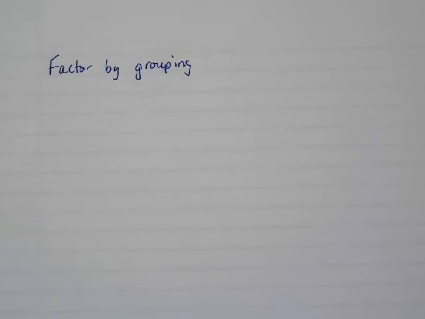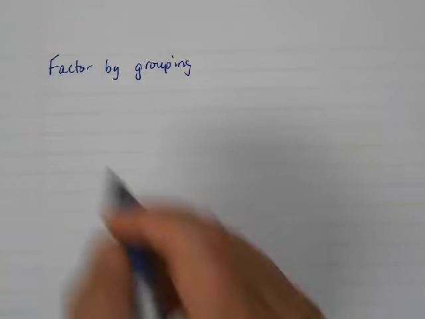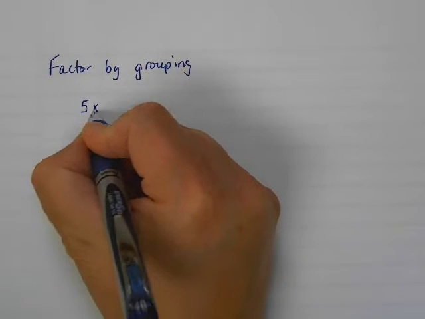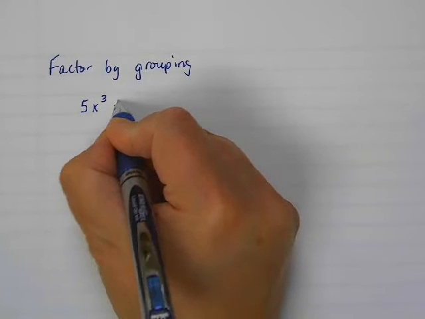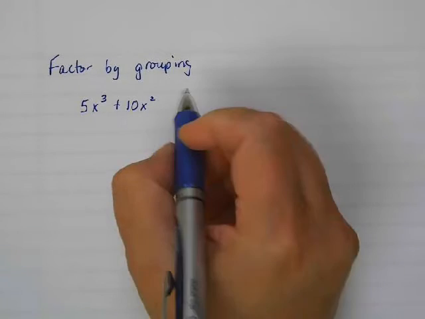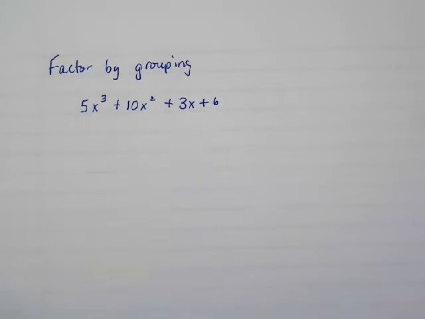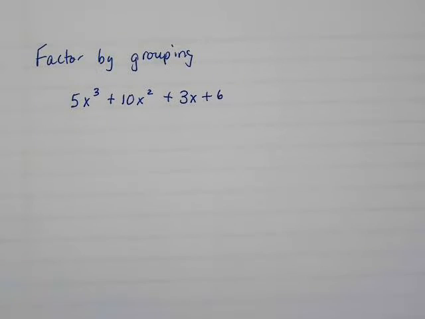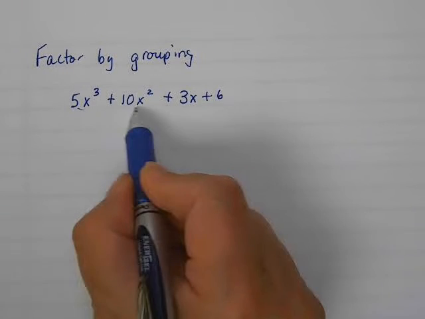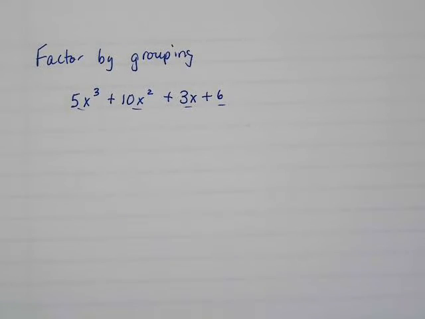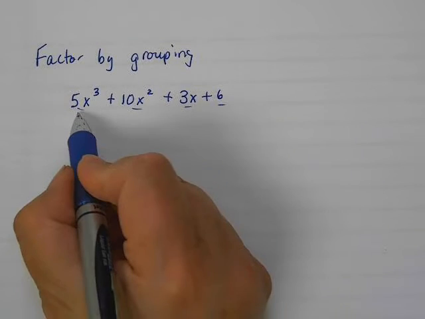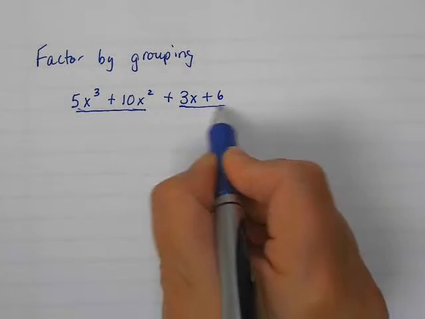So our third strategy for factoring is factor by grouping. So we're going to do this problem right here: 5x cubed plus 10x squared plus 3x plus 6. Notice this one's different because instead of a trinomial, now we just have a polynomial, one that has 4 terms instead of 3 terms. Because this one has 4 terms, I'm going to factor by grouping. I'm going to split this into 2 parts.